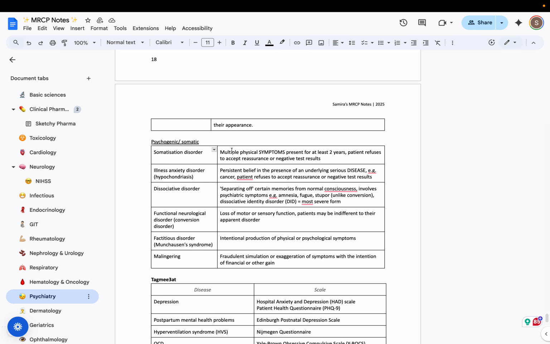Somatization is when there are multiple physical symptoms that are present for at least 2 years. Illness anxiety is when the patient has a persistent belief that they have a serious disease. Dissociative disorder is when they separate certain memories from normal consciousness. They involve psychiatric symptoms. Sorry, what? What is dissociative disorder?